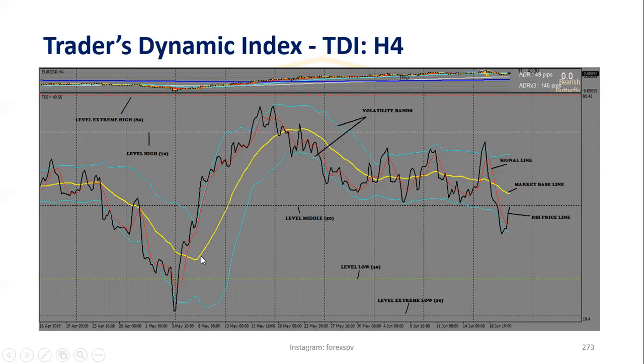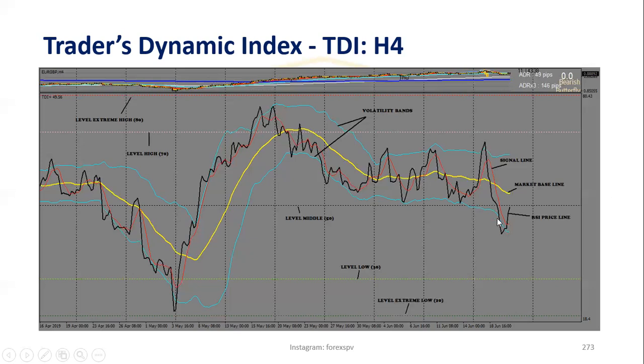So we also have this yellow line, which is the market base line. The market base line is a linear weighted moving average with a period of 50. It's basically the level middle, which moves along with the market. So as the market goes up, you find it going up. As the market trends down, you find it going down. So it acts as the level middle 50, but it moves along with the market.